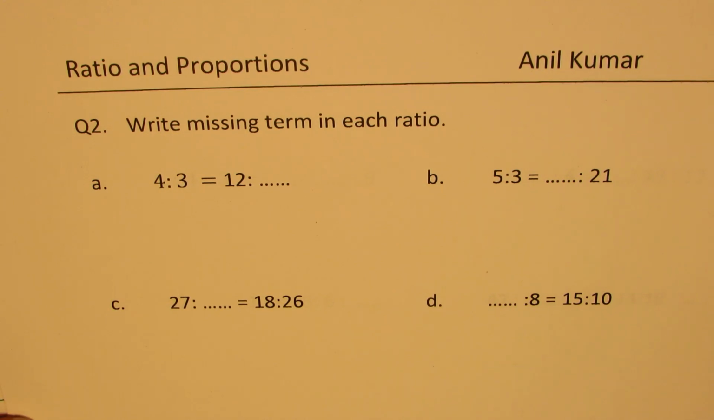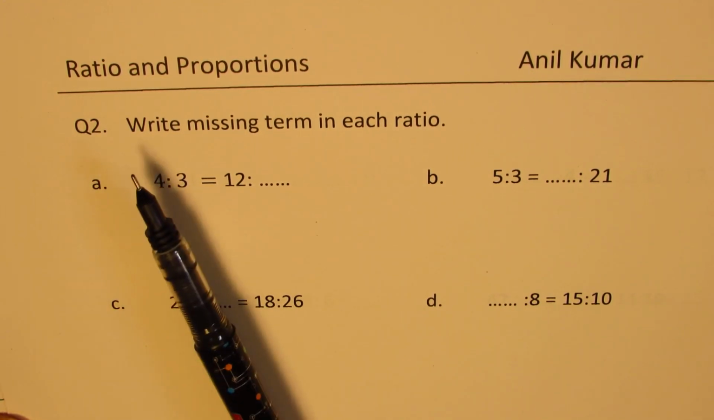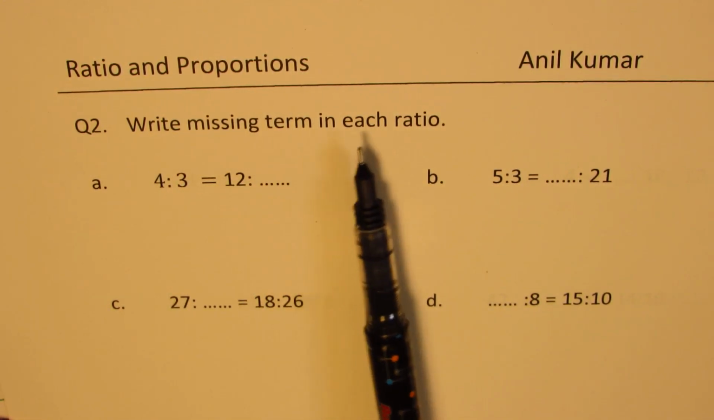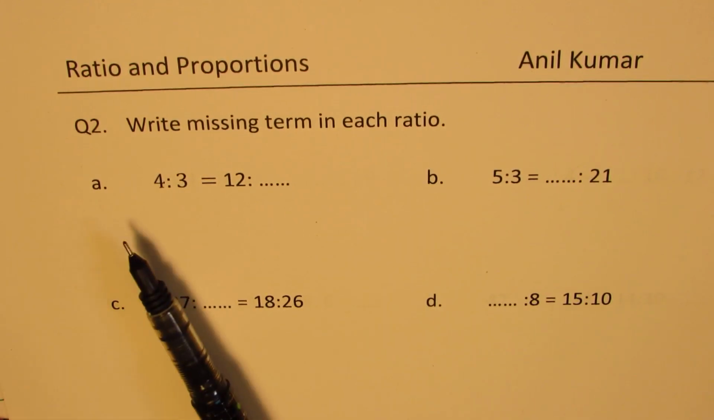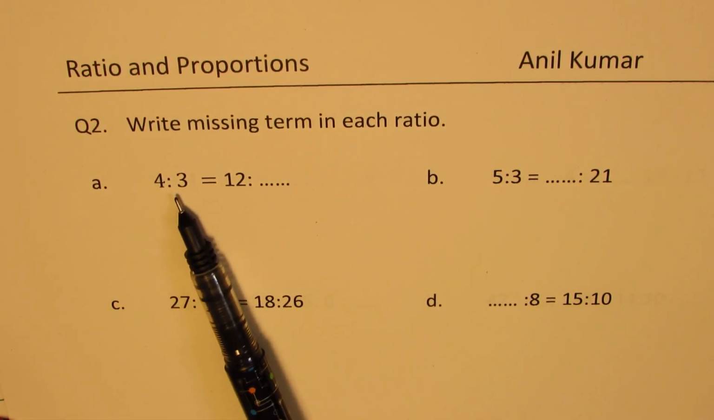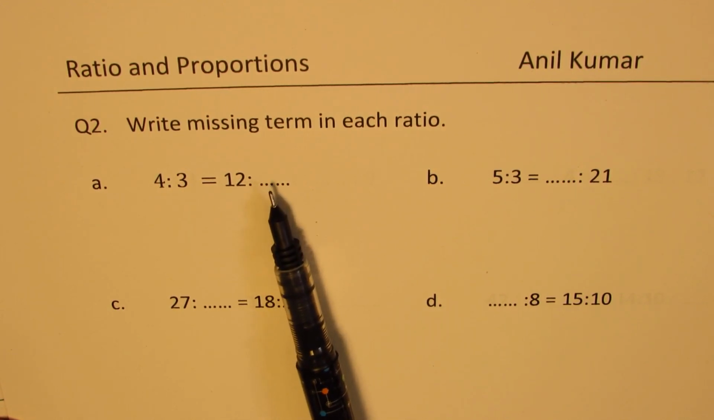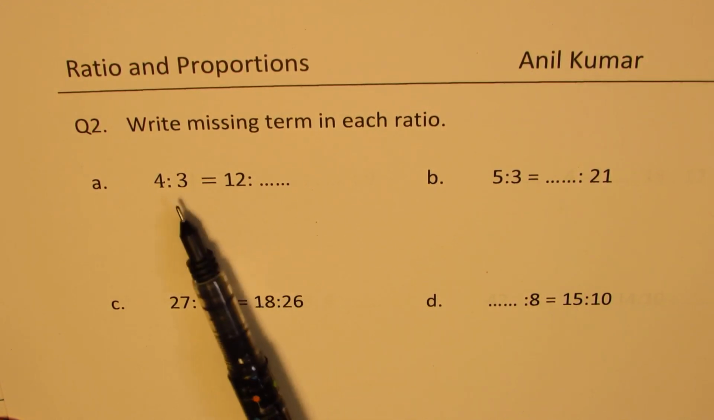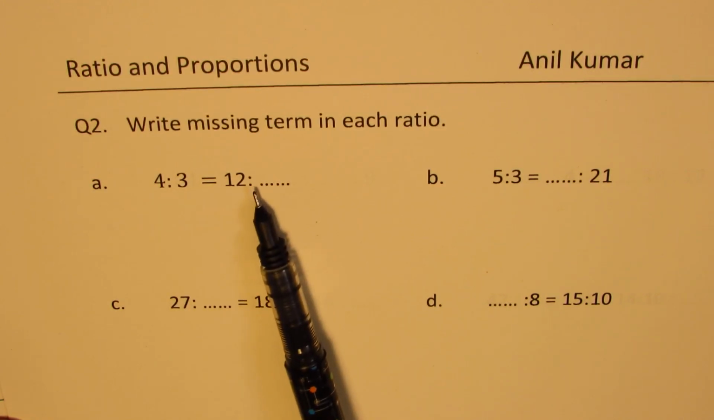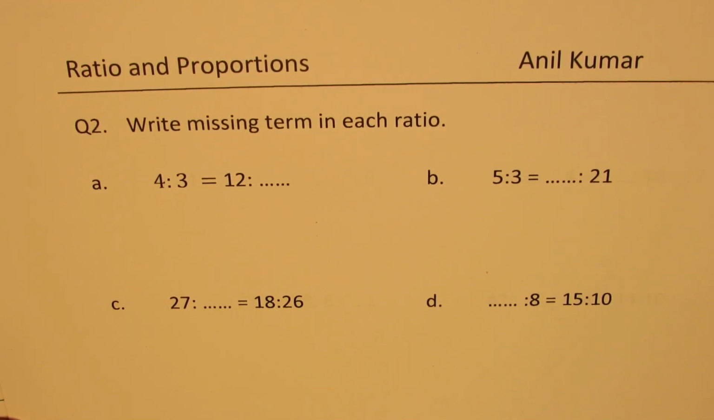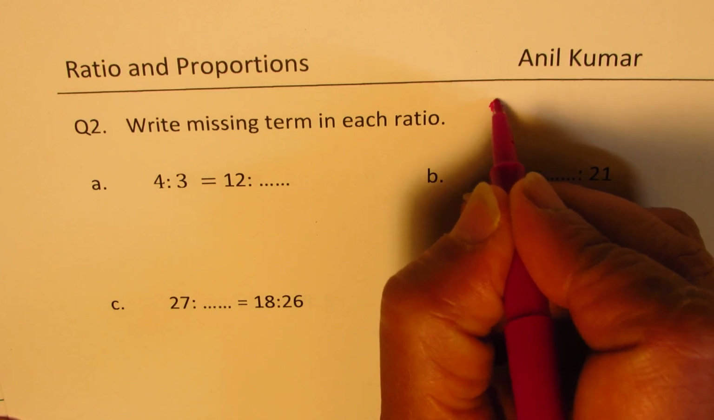Question number 2. In question number 2, we need to write the missing terms in each ratio. So we have the first ratio of 4 is to 3. So I have written 12, and we need to figure out what this term is, right? So basically, we are still writing equivalent ratios, correct? So we are still working with equivalent ratios.